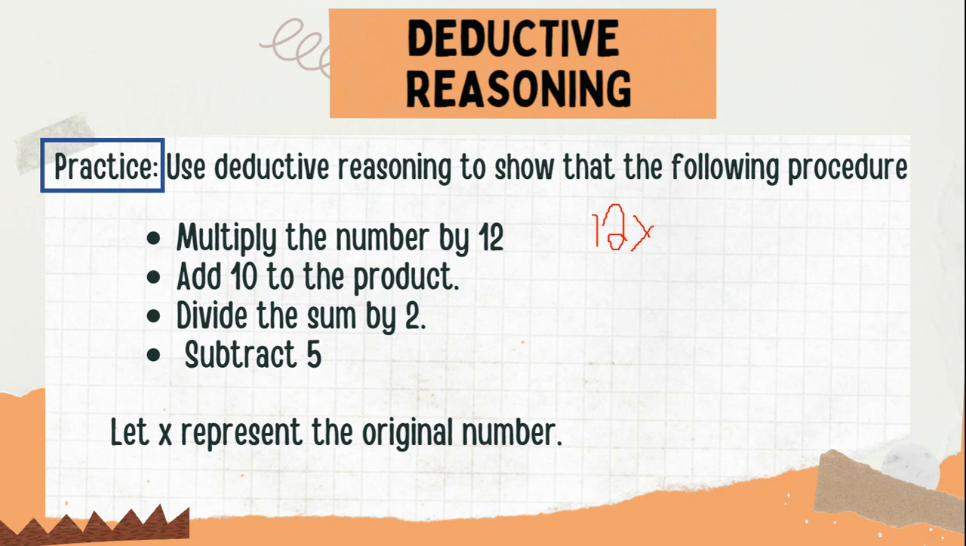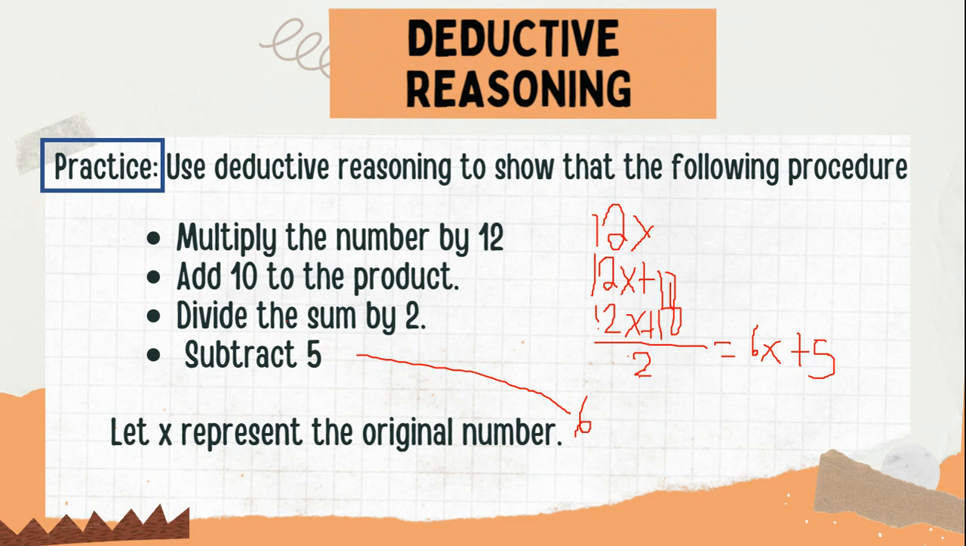Add 10 to the product. So this will be 12x plus 10. And then divide the sum by 2. So 12x plus 10 and divide by 2. So 12 divided by 2 is 6x, and then 10 divided by 2 is 5. 6x plus 5. And then subtract by 5.